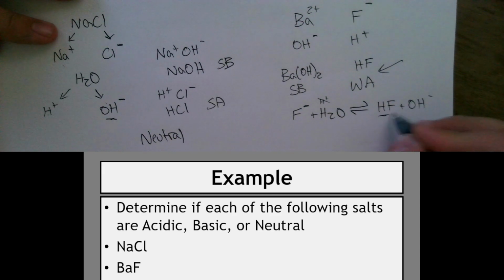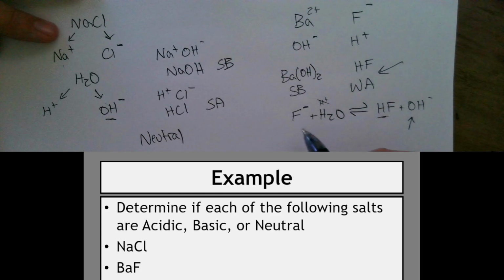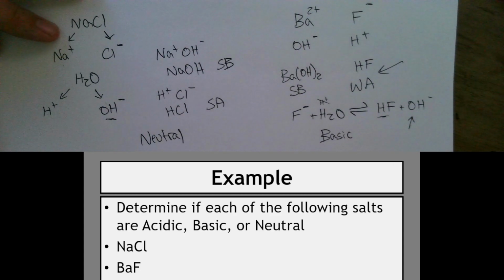It makes some hydrofluoric acid, which is a weak acid, but the key here is that it makes hydroxide. Hydroxide is what makes something basic. Because this anion produces hydroxide, this is a basic salt. If you take this salt and put it in water and measure its pH, the pH is going to go up, making it more basic.